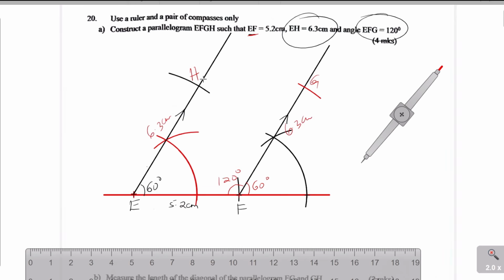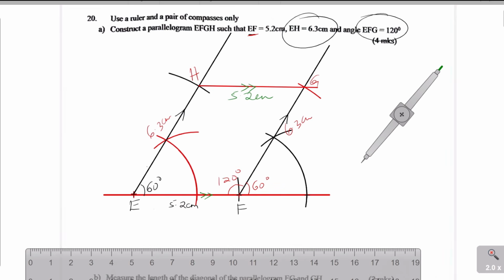Now you just need to join H to G using a straight line, like that. And the parallelogram is complete. This side is equal and parallel to the other side. This is 5.2 centimeters. Now it is complete. All the measurements are there and the angles are accurately drawn. We have not used a protractor here, just a ruler and a pair of compasses.